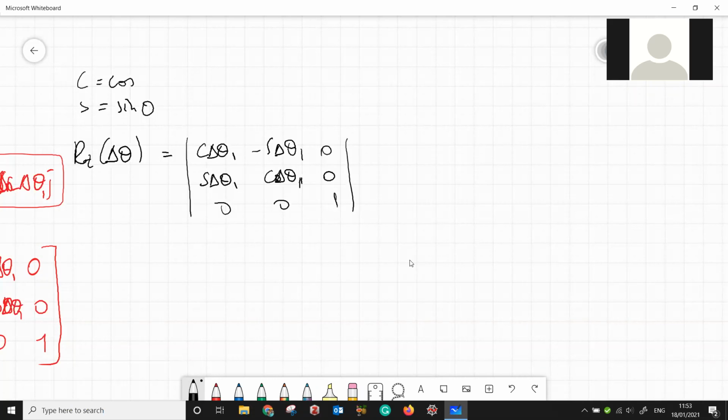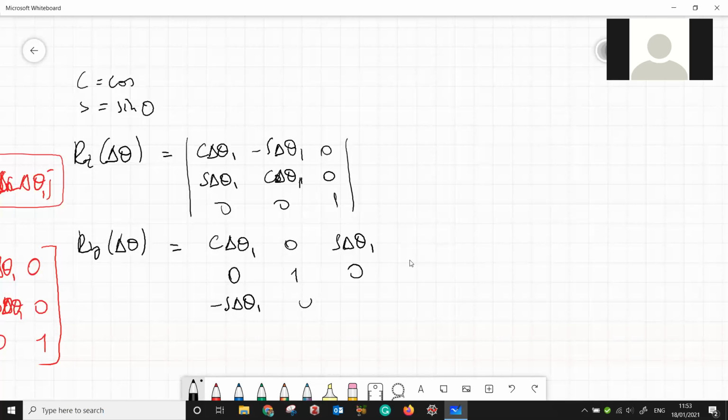The second equation is rotation about y-axis. Rotation about y-axis of delta theta can be cos delta theta 1, 0, sine delta theta 1, 0, 1, 0, minus sine delta theta 1, 0, c delta theta 1.